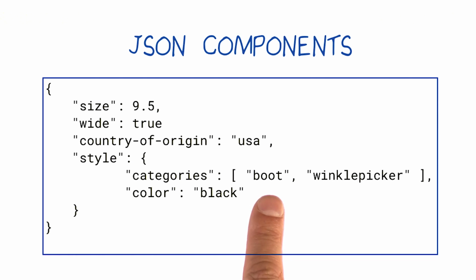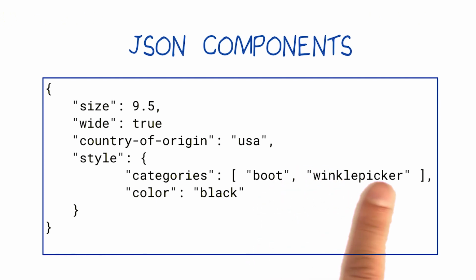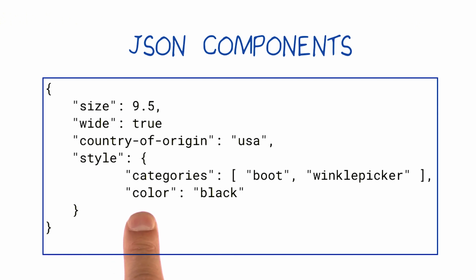At the initial position, which is index 0, we have the string value of boot. At the following index position, index 1, we have winkle picker. Then we have a key color, which maps to the primitive string of black. That completes our example JSON describing a shoe.